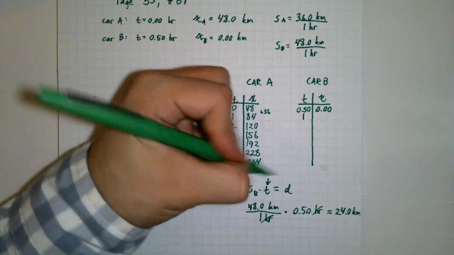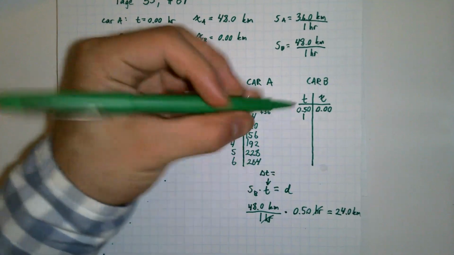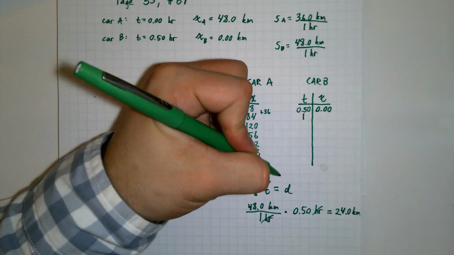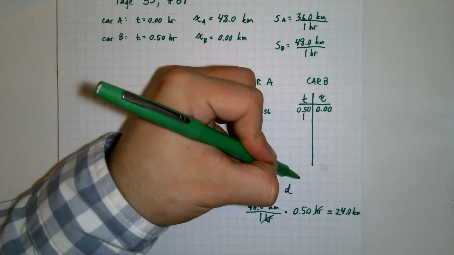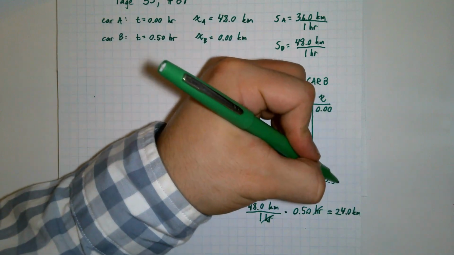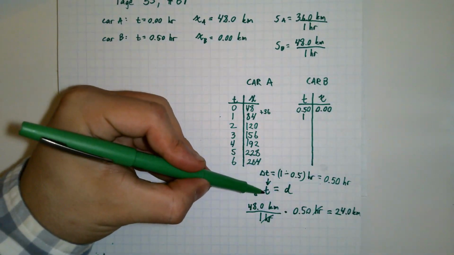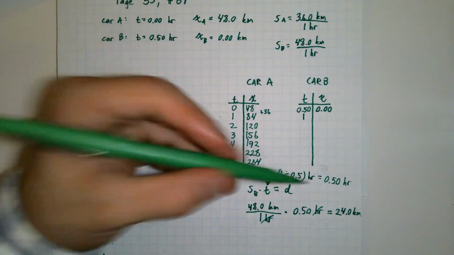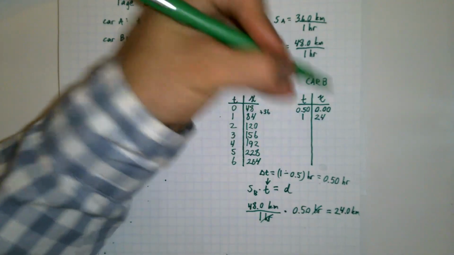This T here represents the change in time from one point to the next. So we start at the end point of 1 hour minus 0.5 hours, and that gives us a change in time of 0.50 hours. That's the time that we put here. The difference in this point to that point. So after 1 hour, we've traveled 24 kilometers.